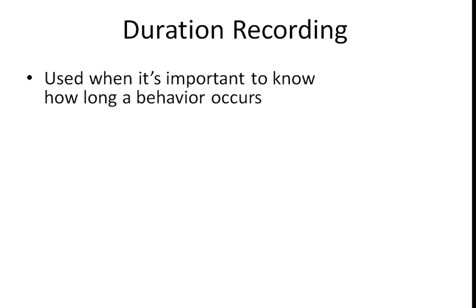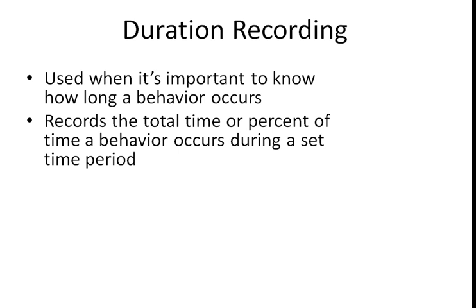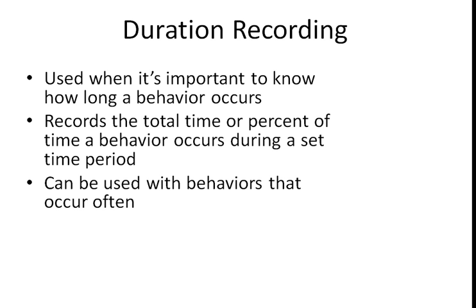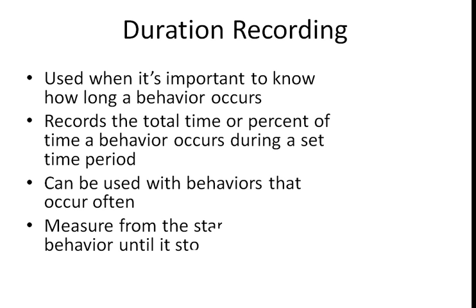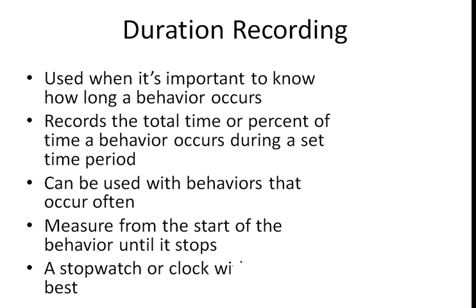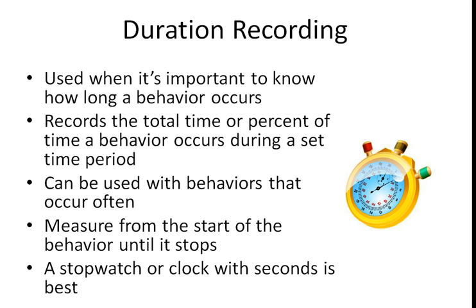Use duration recording when it's important to know how long a behavior occurs. That will record the number of times or percent of time a behavior occurs during a set time period and can be used with behaviors that occur often. Measure from the start of the behavior until it stops. And a stopwatch or a clock with seconds is the best recording tool for duration recording.